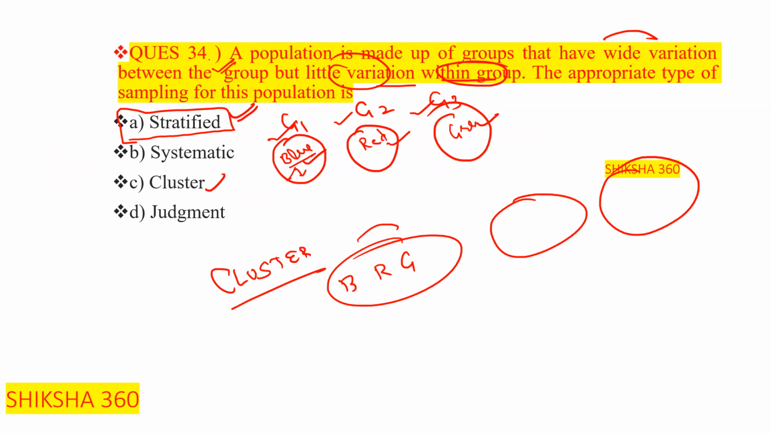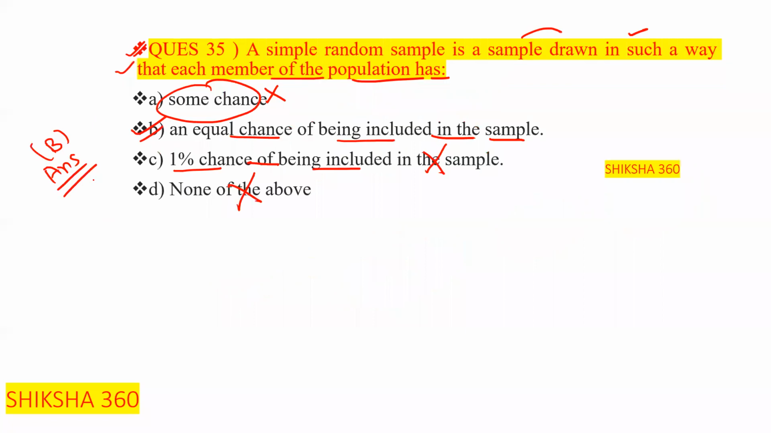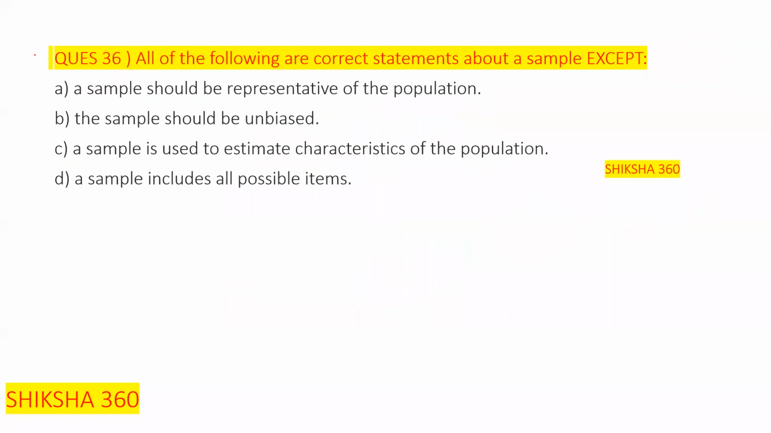Under this question, as some students have an issue, a population is made up of groups that have wide variation. So we will discuss this once again later on, not an issue. So question number 36.